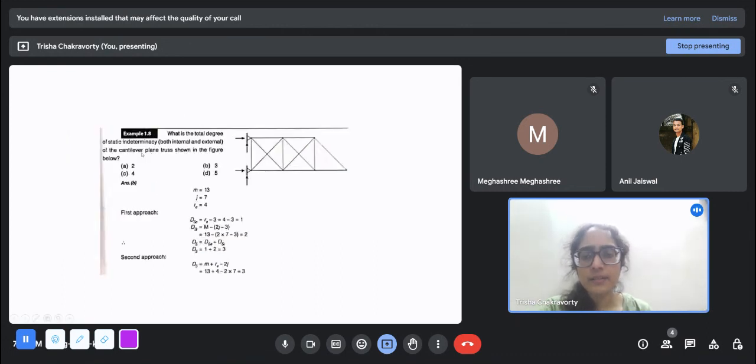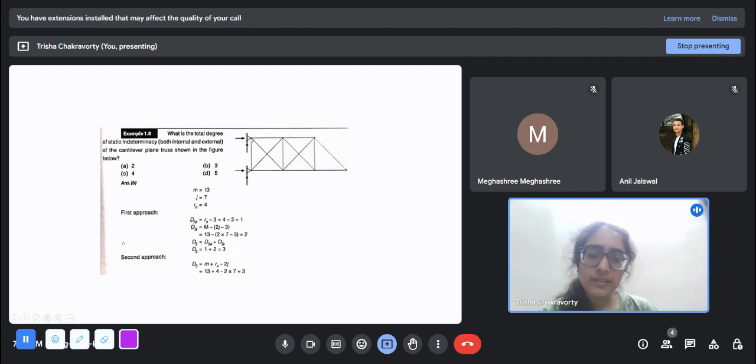What is the total degree of static indeterminacy, both internal and external, of this? Even if the joints are not marked in circles, you can see the number of joints. There is another thing: if two members are crossing over like this, unless there is a circle made here, you will not assume this as a joint. These are overlapping members, not separate members. This part and this part are continuations of the same member, so these two are one. Inside there are basically four cross members, not eight. So there are seven joints: one, two, three, four, five, six, and 7.